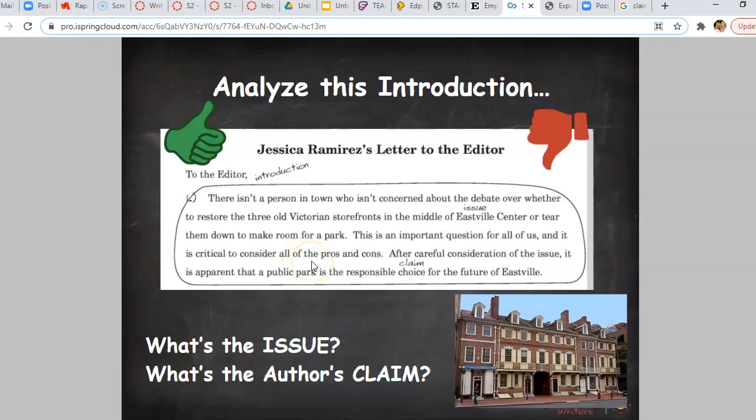She wants to tear them down. The issue, of course, is still, do we tear them down or not? And her claim is, we should tear them down so that we can have a park.